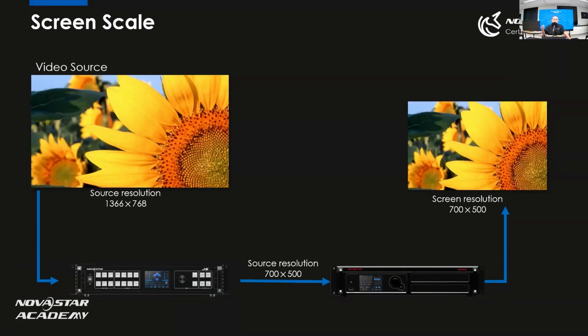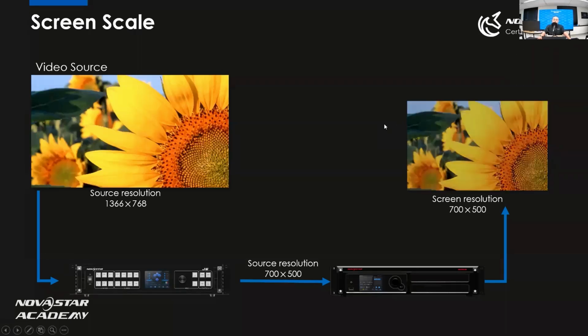But because we changed the resolution from the original one to the screen resolution, sometimes the ratio of the image is also changed. So we normally suggest that if we need to scale, no matter whether zooming up or zooming down the original image, it's better to keep the ratio of the image, like always keeping it as 16 by 9 or 4 by 3. This is our suggestion.